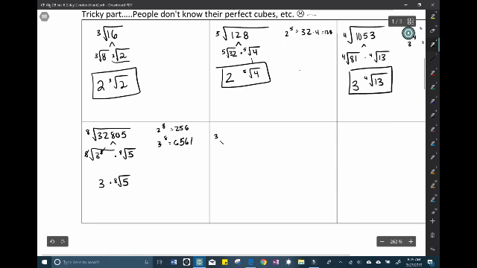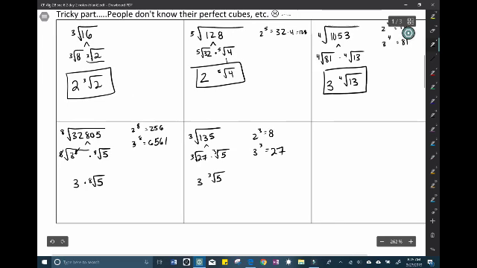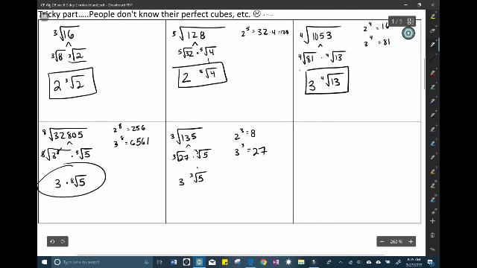The cubic root of 135. If you want to try this one on your own: 2 to the 3rd is 8. Does that go into it? I don't think so. 3 to the 3rd is 27. So we can think of this as the cubic root of 27 times the cubic root of 5. The cubic root of 27 is 3, so 3 cubic root of 5. And again, these are your answers.